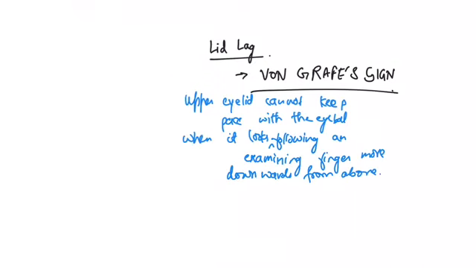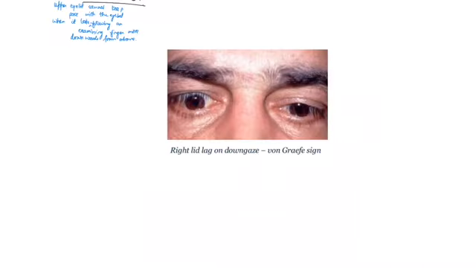Again, let me show you a picture here. See, this picture shows us von Graefe's sign. What you see here is that when the person is looking down, one of the upper eyelids lags behind the eyeball, right? You can see the difference between the two eyes. So that is von Graefe's sign for you. Next sign is exophthalmos.